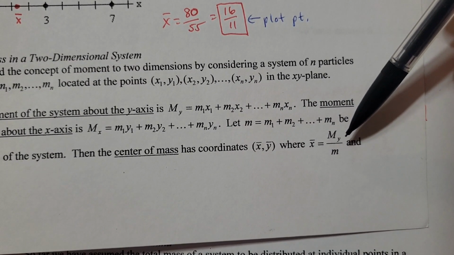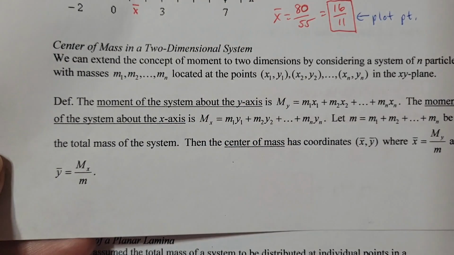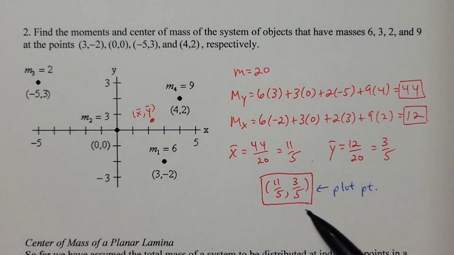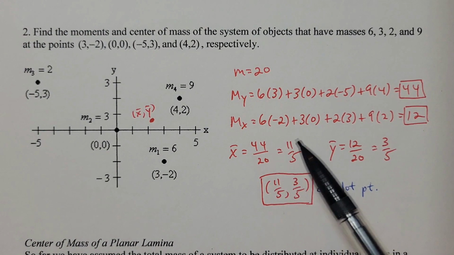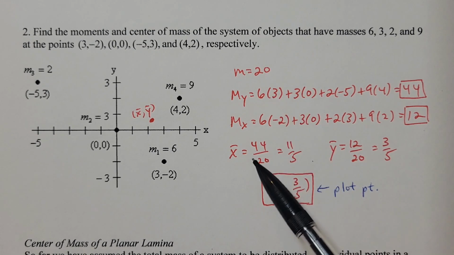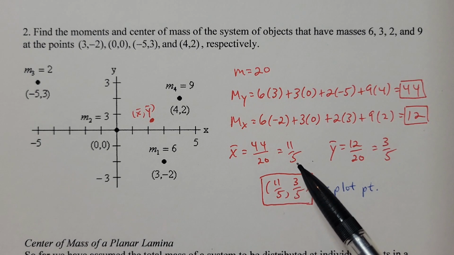Then to get x bar, y bar: to get x bar, I take the moment of the system about the y-axis divided by the mass, and to get y bar, I take the moment of the system about the x-axis divided by the mass. So to get x bar, I take the moment about the y-axis, that's 44, divided by the mass, that's 20. 44 divided by 20 reduces to 11/5.